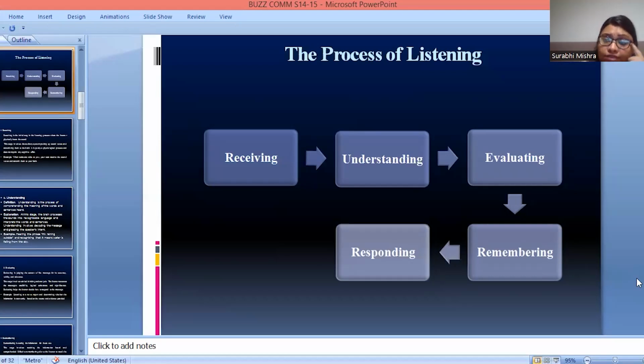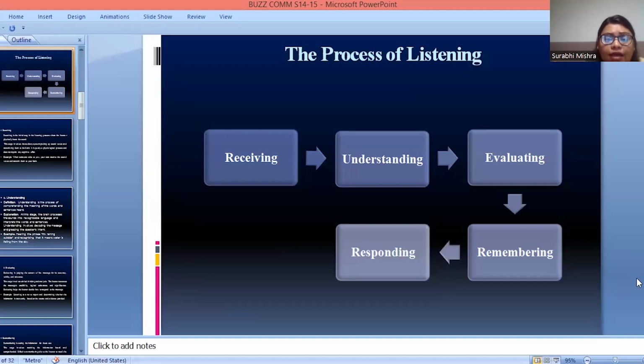You have to receive some sound or some information which a speaker is saying. Then you have to understand it the way it was meant. You have to interpret the meaning. You will only do that if you have consciously listened to that person, right? Then you have to evaluate what has been said, you have to analyze it, then you have to remember it, retain it, memorize it, and only then will you be able to respond. Then you will be able to say something, answer something, right?